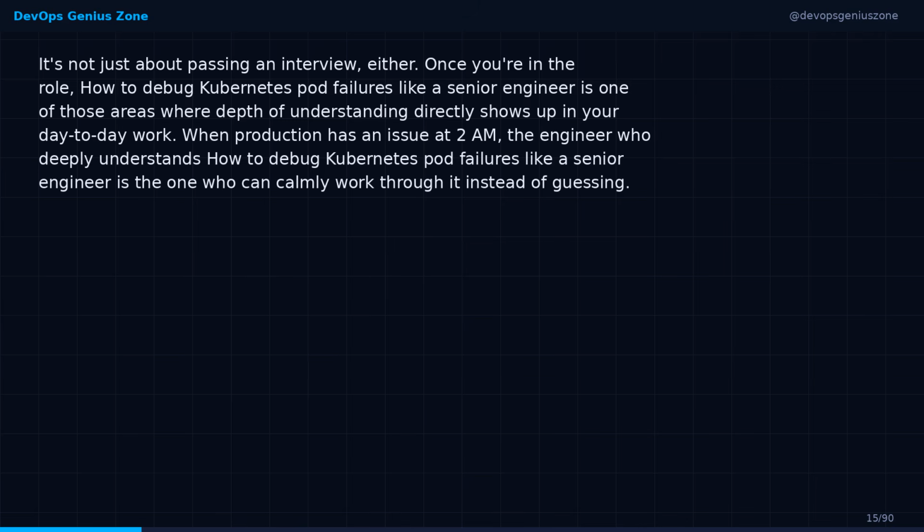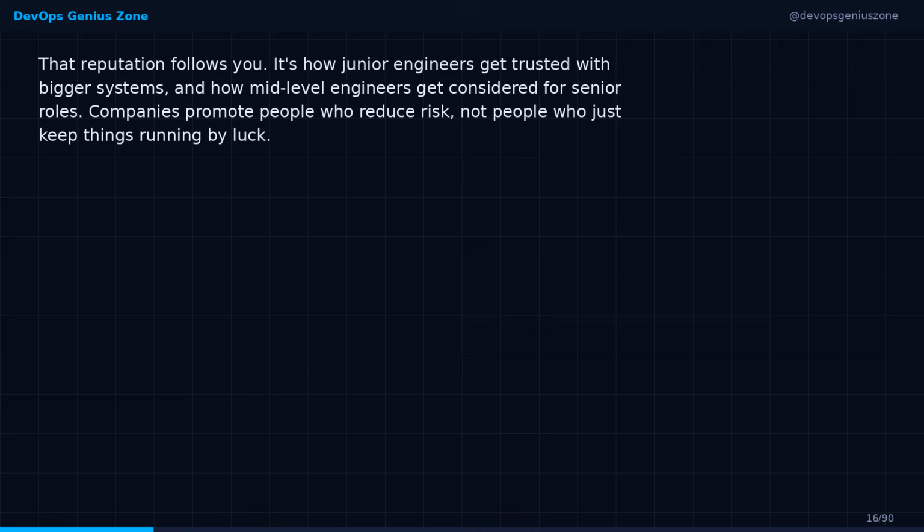That reputation follows you. It's how junior engineers get trusted with bigger systems, and how mid-level engineers get considered for senior roles. Companies promote people who reduce risk, not people who just keep things running by luck.